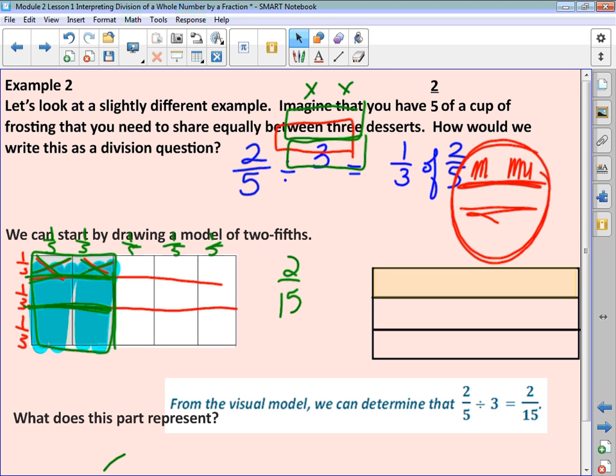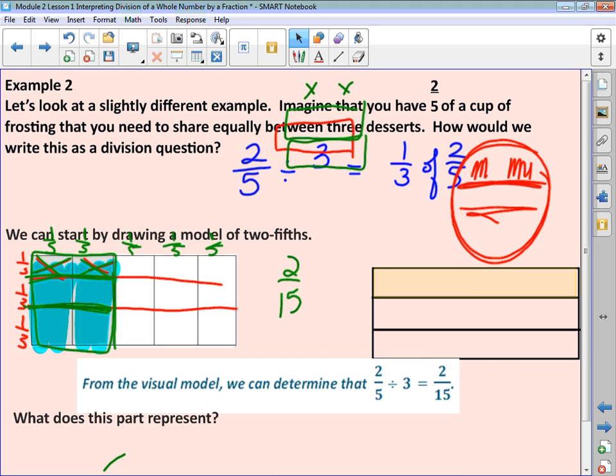If it was 2/3, instead of dividing it by 3, suppose we divided it by 2/3, then we would have to look at the 2 rows. We needed 2/3. I'm going to do another one in a minute.